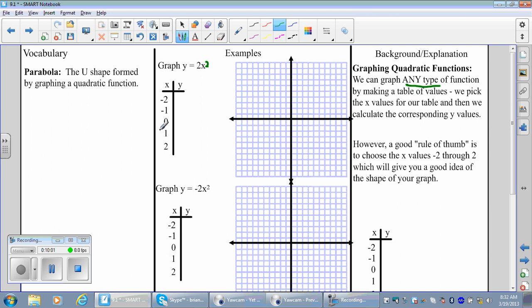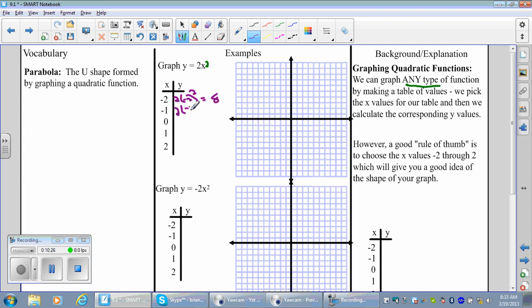And we picked some x values: -2, -1, 0, 1, and 2. And now let's generate some y values. So this is 2 times -2 squared. Well, -2 squared is a positive 4, times 2 gives us a value of 8.